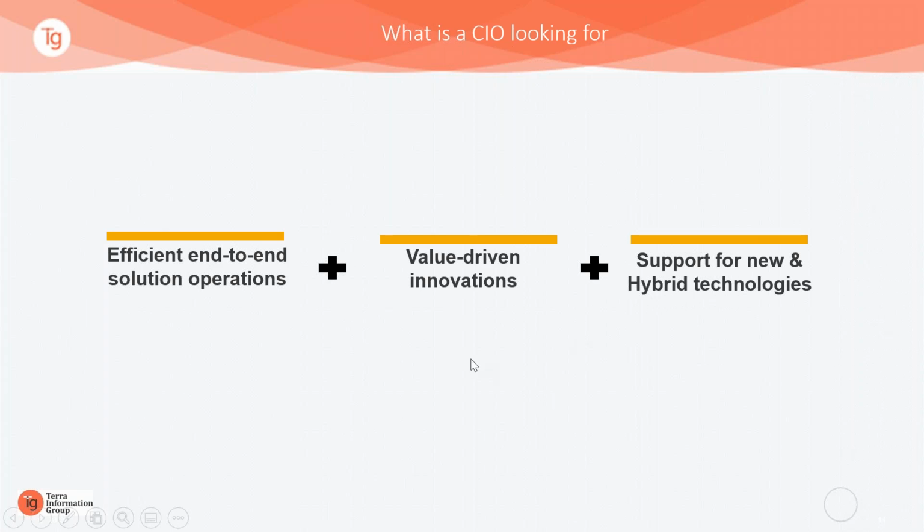And in broad criteria, they can fall into one of these three buckets. It can help in end-to-end operation. It can help CIOs in value-driven innovation. And obviously, as we spoke earlier, there are new and hybrid technologies like cloud technologies, blockchain technologies, and other third-party frameworks which are being used by customers. So they can also be integrated through Solution Manager. And we'll see how different services fall into these three buckets.